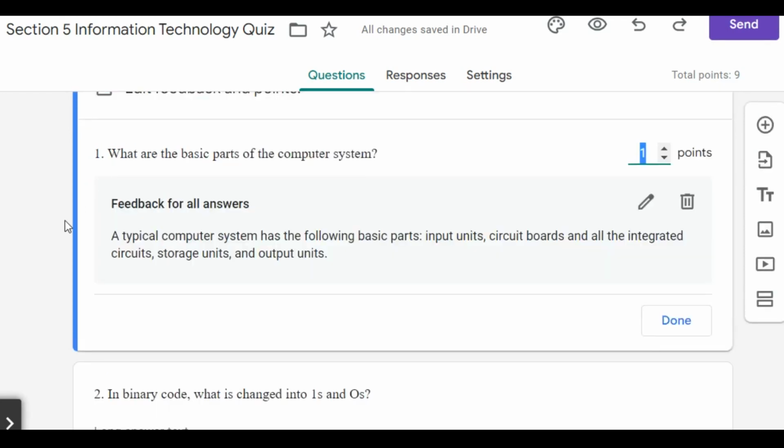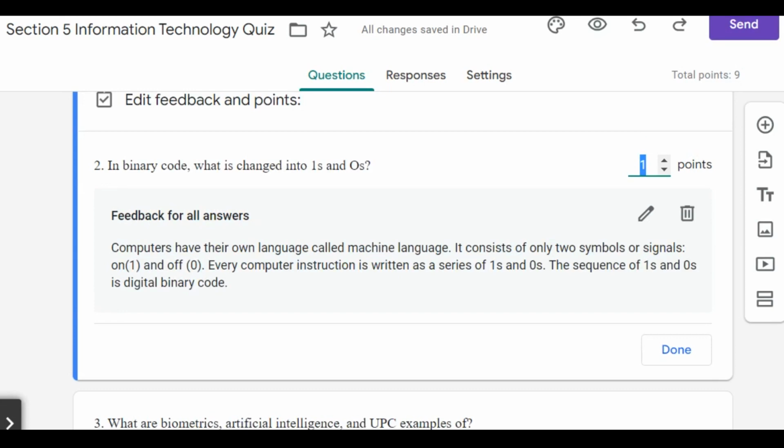Number 1, what are the basic parts of the computer system? A typical computer system has the following basic parts: input units, circuit boards and all the integrated circuits, storage units, and output units. Number 2, in binary code, what is changed into ones and zeros?